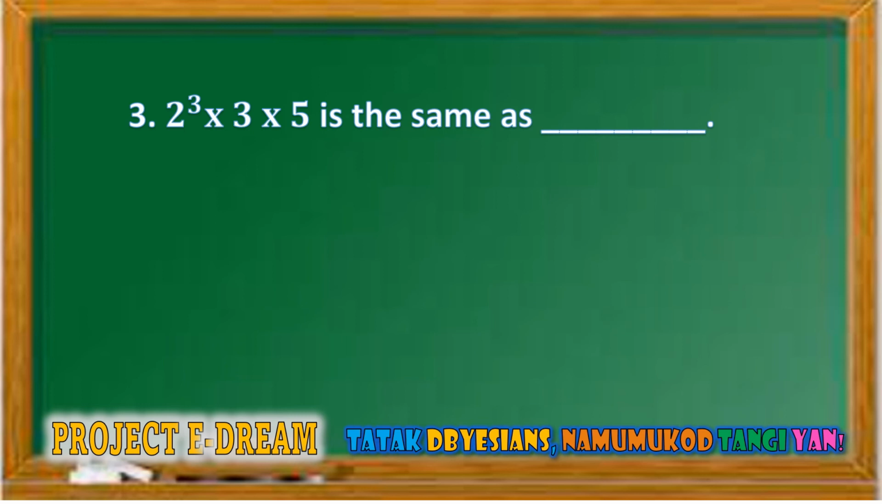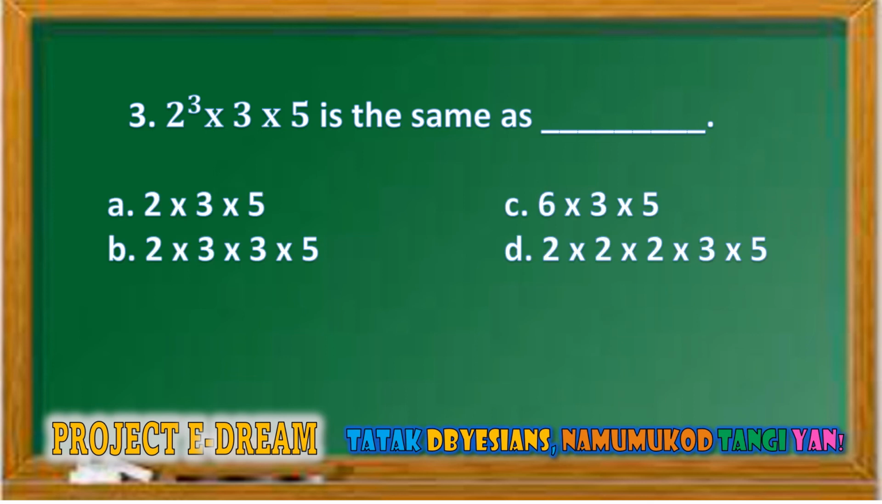Number 3. 2 to the third power times 3 times 5 is the same as A. 2 times 3 times 5. B. 2 times 3 times 3 times 5. C. 6 times 3 times 5. And D. 2 times 2 times 2 times 3 times 5. Go! Great!